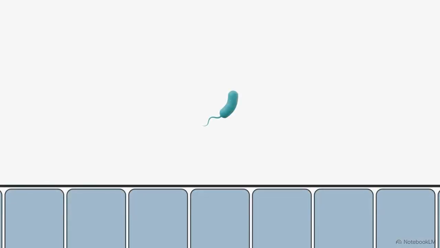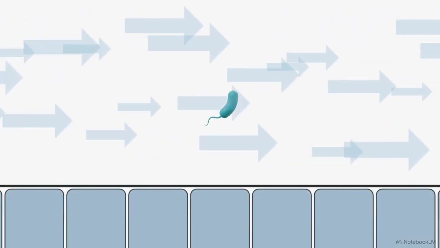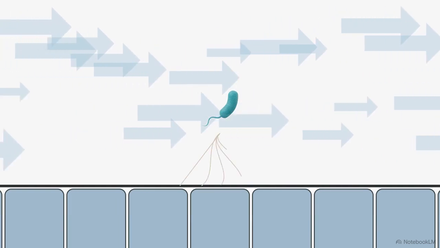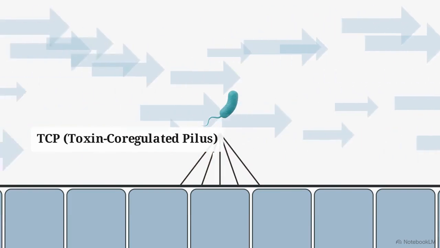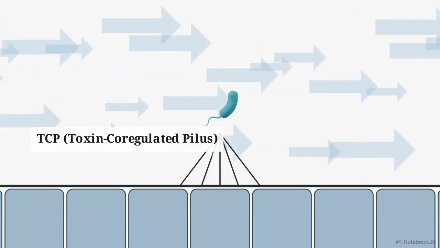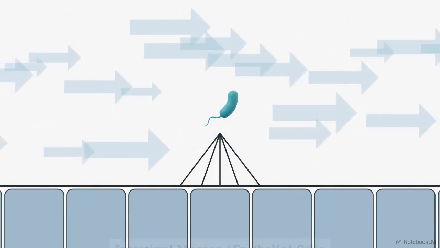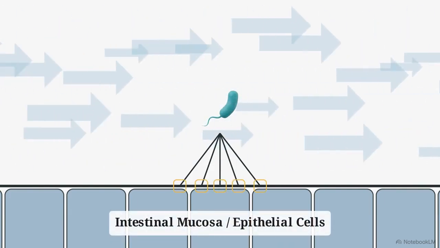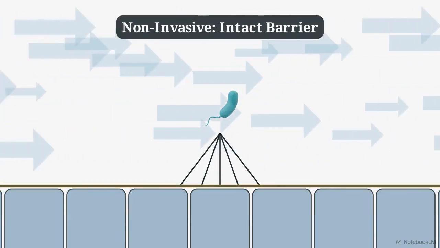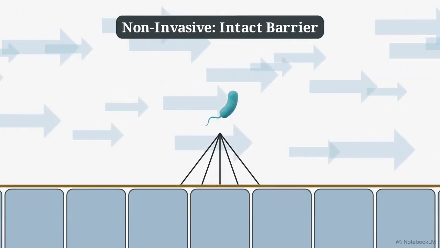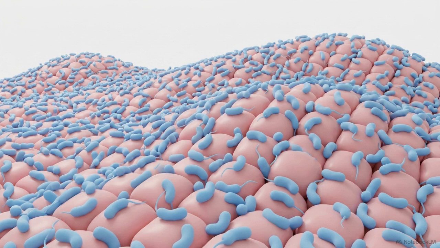To avoid being flushed out by the normal flow of digestion, the bacteria deploy a highly specific anchoring mechanism, the toxin co-regulated pilus, or TCP. TCP physically tethers the bacteria to the intestinal mucosa. The organism firmly adheres to the exterior of the epithelial cells, making zero attempt to invade the tissue itself. This superficial grip gives the bacteria a stable, permanent staging ground in the lumen, positioning them directly over the target cells for continuous toxin delivery.